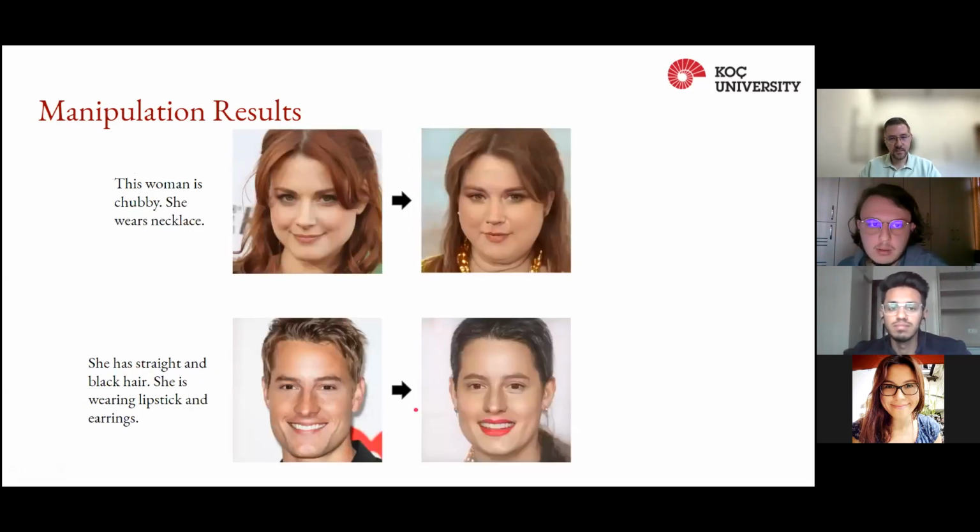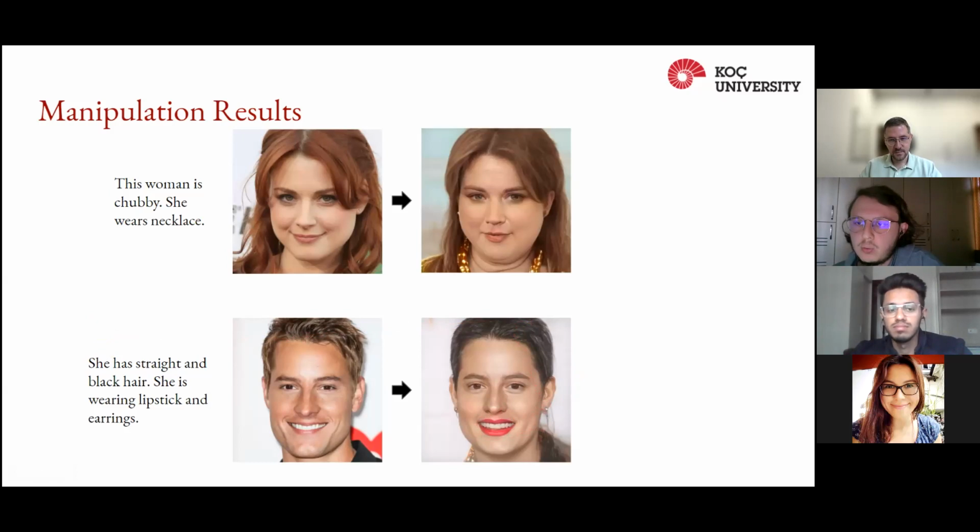Moving on, we have "this woman is chubby," so we can increase the chubbiness of a person here. And "she wears a necklace." Again, we can add accessories like the necklace around the neck. And finally, we have this example: "She has straight and black hair. She is wearing lipstick and earrings." Again, we can manipulate the hair color. We can add some accessories. We can change the gender and add some makeup as well. For all of these examples, our model works quite well.